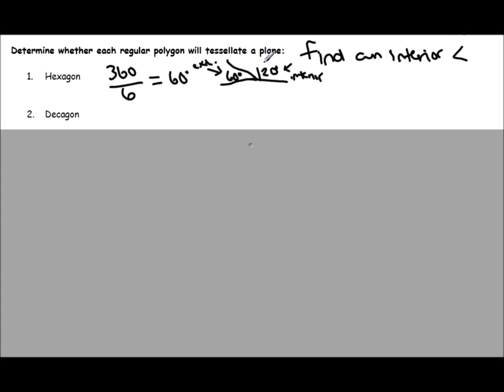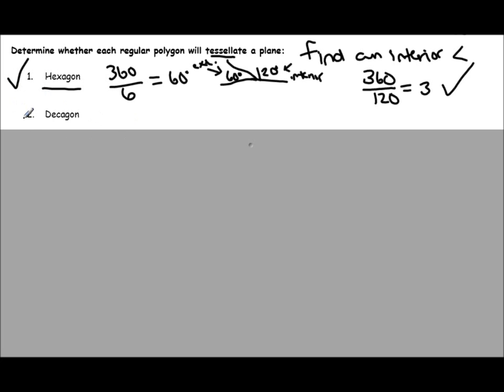Now, we found the interior angle. We want to see if it will tessellate the plane. If it tessellates the plane, it's going to be divisible into 360. So we take 360 and divide it by the interior angle, and if it comes out to a whole number, which this will, then it tessellates the plane. So a regular hexagon will tessellate a plane.